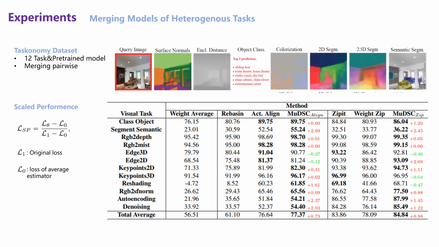Next, we tested fusion performance on multiple heterogeneous tasks. Here, we utilized the Taskonomy dataset, which comprises a vast collection of indoor scene images, each annotated for various tasks. From this dataset, we selected pre-trained models for 12 tasks and merged them pairwise, calculating the average normalized performance of each task's model when merged with models from other tasks. In this experiment, the method based on dual space constraints generally outperformed previous methods in most cases.